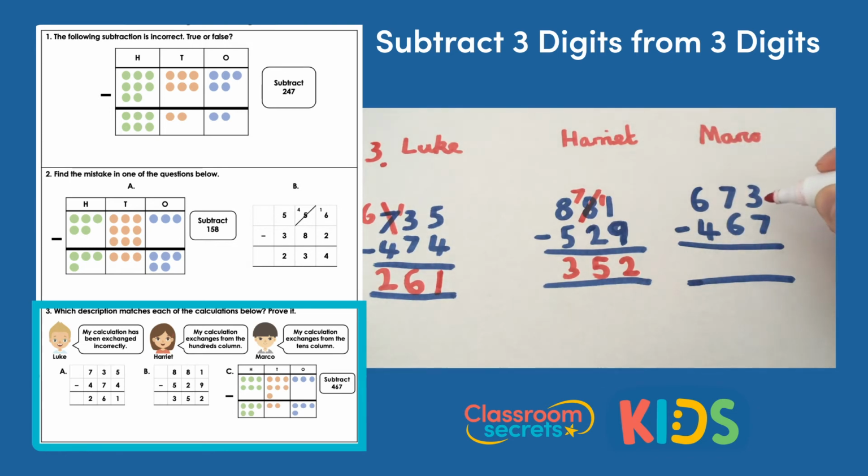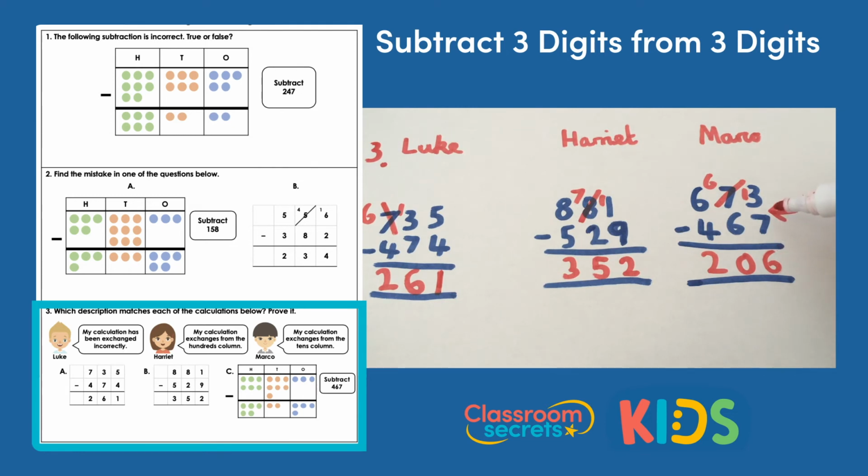And the third one, again, starting furthest right, 3 take 7, can't do, got to do that exchange again. 13 take 7 is 6, 6 take 6 is 0, and 6 take 4 is 2. So that is different on the worksheet. So we have a different answer to the one on the worksheet. So Luke says, my calculation has been exchanged incorrectly. And looks like C has been exchanged incorrectly because they have a different answer.